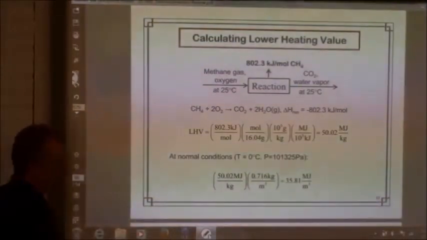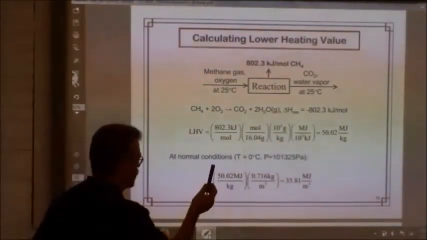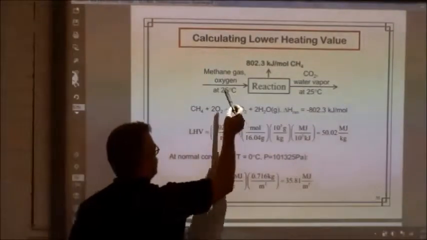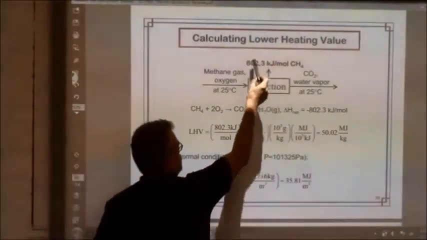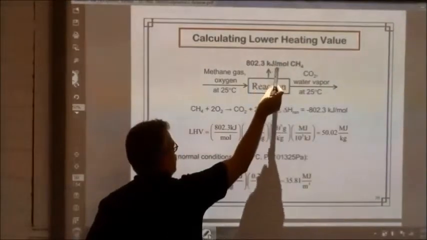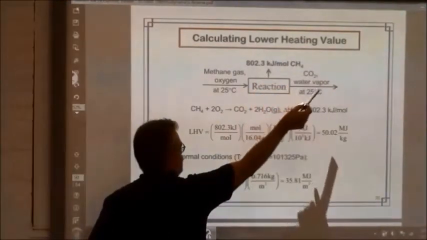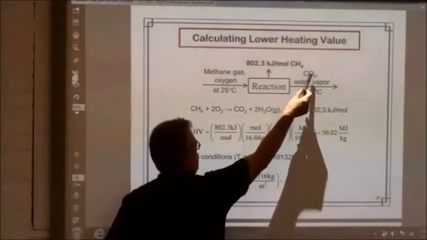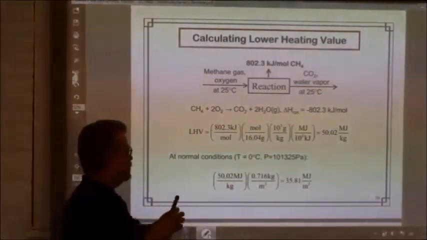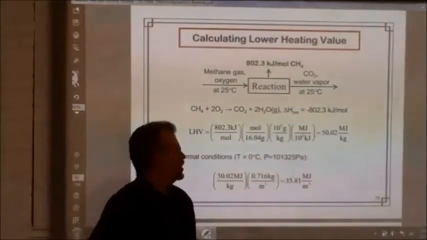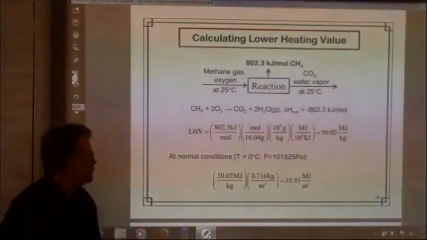Okay, so this is, for instance, the lower heating value. This is our reaction. So we've got methane gas and oxygen coming in. It releases, as we said, 802.3 kilojoules per mole. And then we've got water vapor at 25 degrees C. So this gives us minus 802.3 kilojoules per mole.